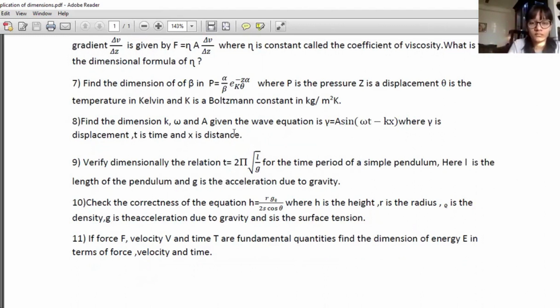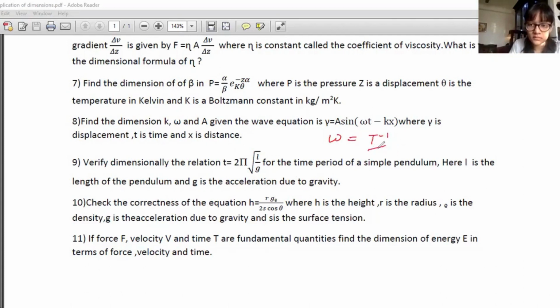The dimension of any trigonometric function is again dimensionless, right? So how do you get the value? They have asked: first you find omega, then you find k, then you find A. So what is the dimension of omega? T to the power minus 1.